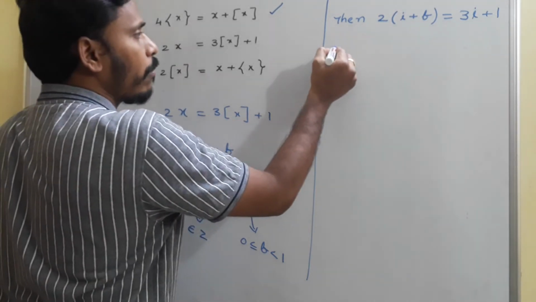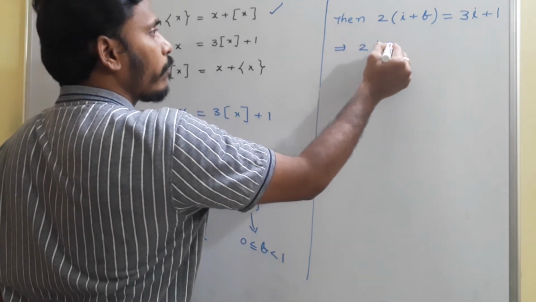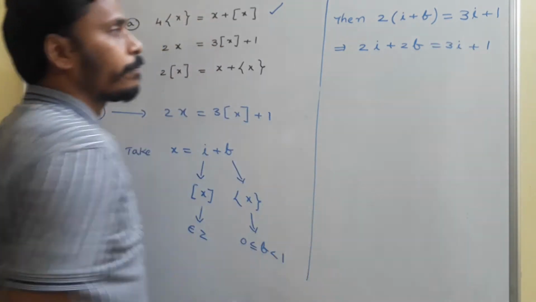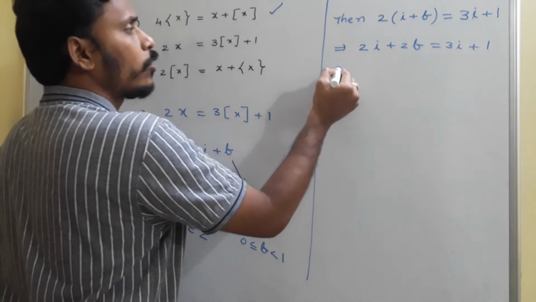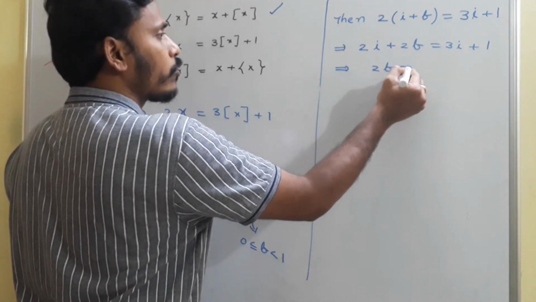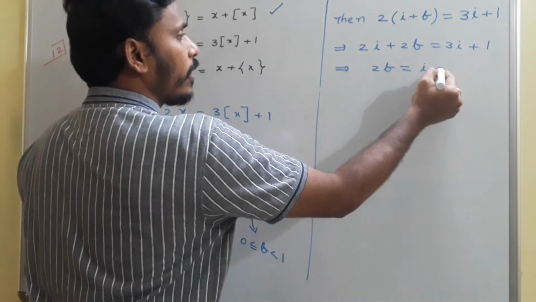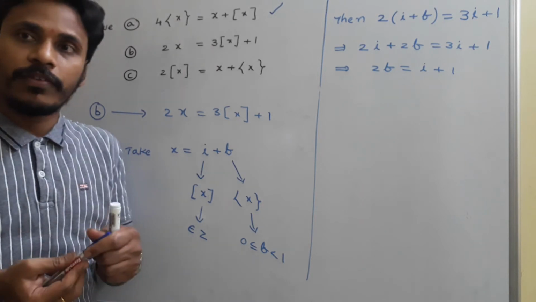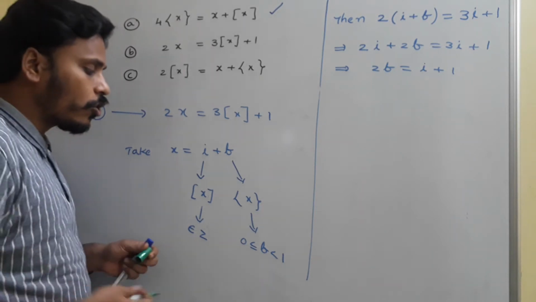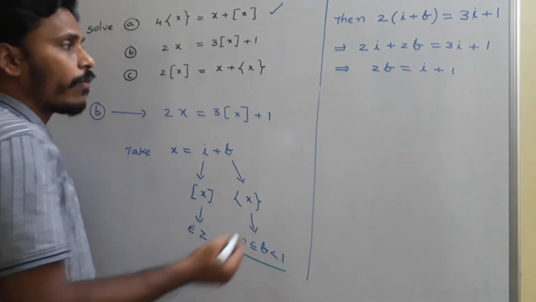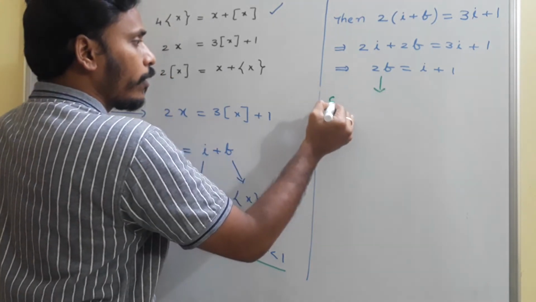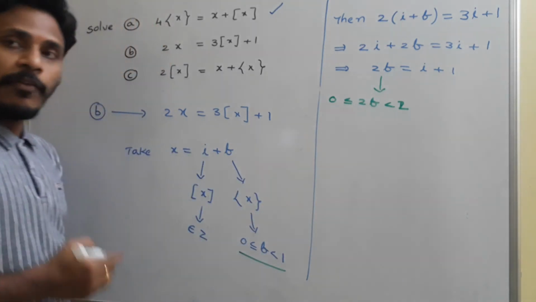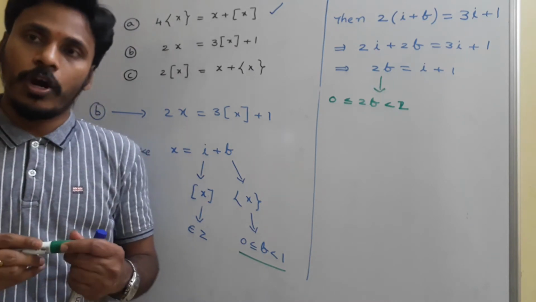So try to solve, establish a relation between i and f. 2i plus 2f equals 3i plus 1. And then what do you say about 2f? This implies 2f equals, sending this 2i to that side, you will get i plus 1. So now again, just as we discussed in the previous case, we have 2f equals i plus 1. Since 0 is less than or equal to f less than 1, 0 is less than or equal to 2f less than 2. Since f is between 0 and 1, 2f is between 0 and 2.